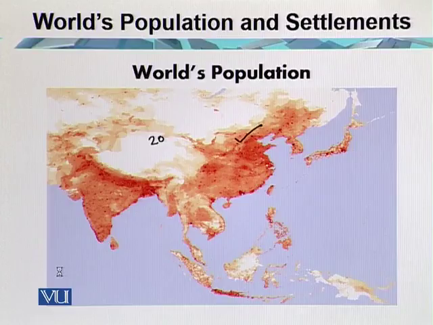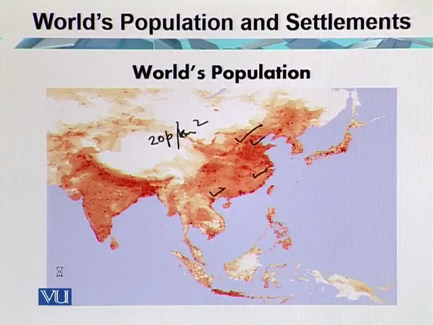Here we have 20 persons per square kilometer, whereas the northeastern and southeastern part of China has more than 1500 persons per square kilometer population. So why? Because this area is under cropland, this area is closer to the sea, and it has mild climate, so that's why most of the persons are living there.